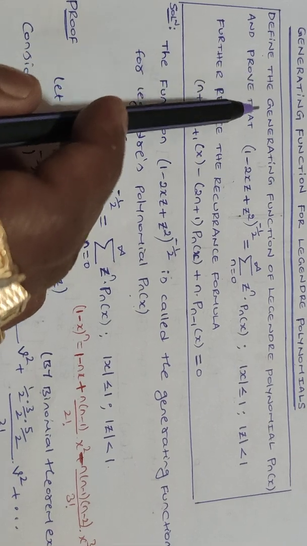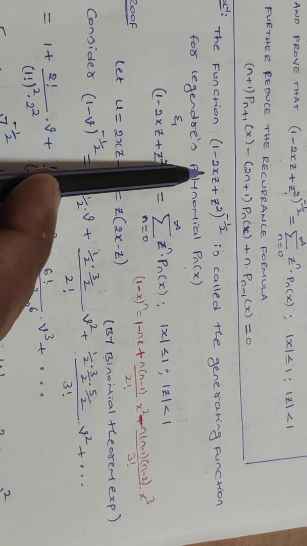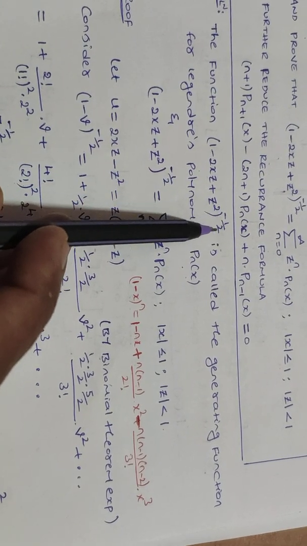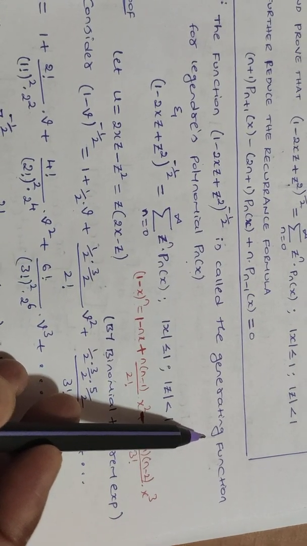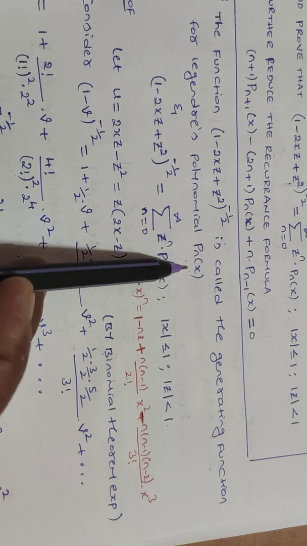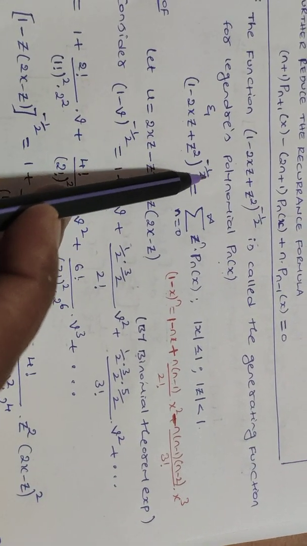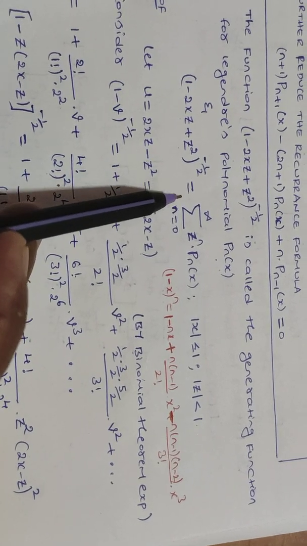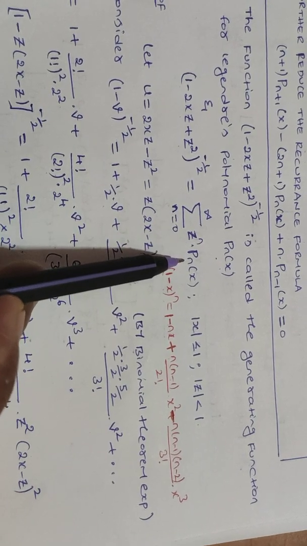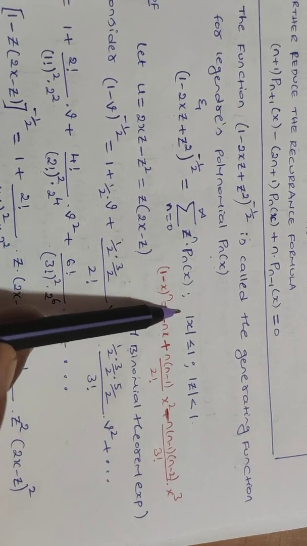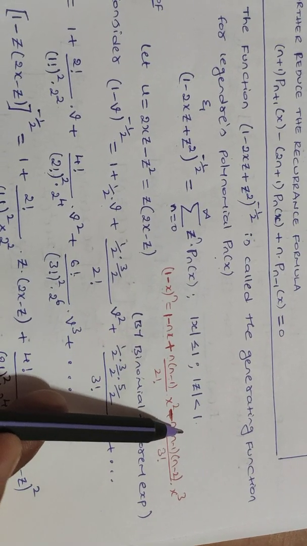Here suppose the question is define the generating function. The function (1 minus 2xz plus z square) to the power minus half is called the generating function for Legendre polynomial Pn of x, and its value (1 minus 2xz plus z square) to the power minus 1 by 2 is equal to summation of n equals 0 to infinity z to the power n into Pn of x when mod x is less than or equal to 1 and mod z is less than 1.